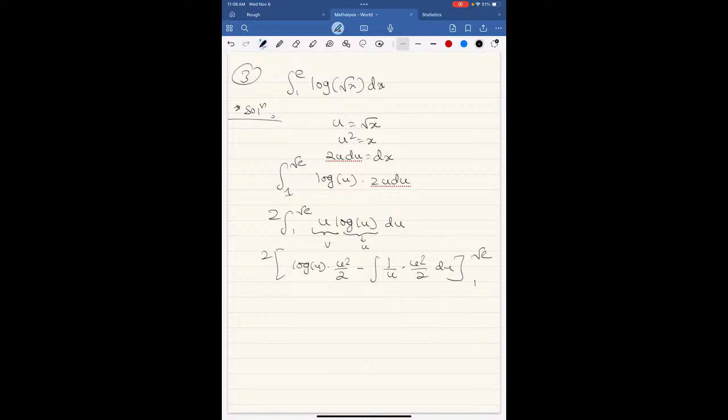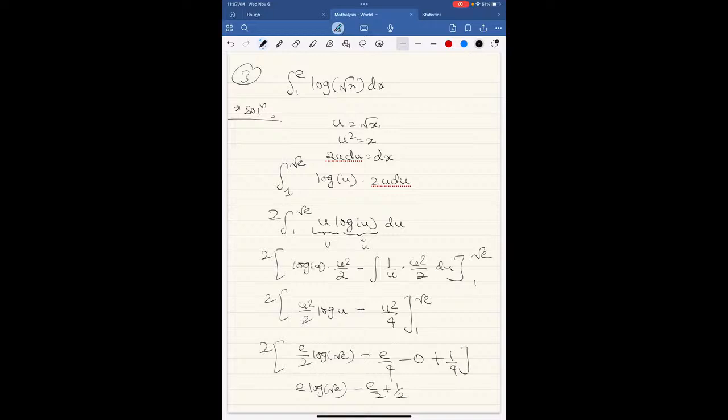This is from 1 to root e of u square by 2 log u minus, now this is just u by 2, so that's u square by 4, and all of this is from 1 to root of e. So 2 times root of e squared is e by 2 log of root of e minus, this is e by 4 at 1, that's just 0, plus this is 1 by 4. So this gives us e log root e minus e by 2 plus 1 by 2.